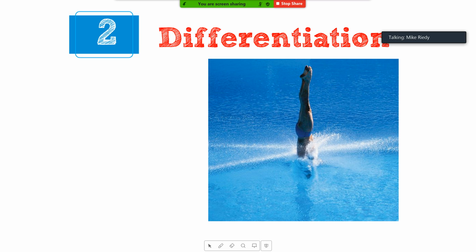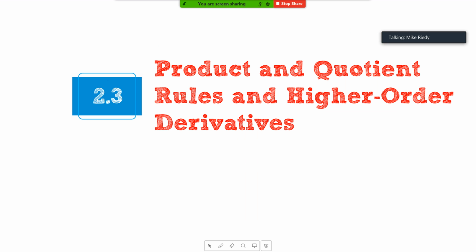Okay, so as we talked about the other day, you cannot take the derivative of a product by taking the derivative of the first one, taking the derivative of the second one, and multiplying them together. You need a special rule. So we get what's called the product rule and the quotient rule.